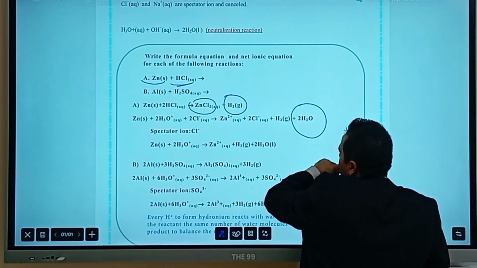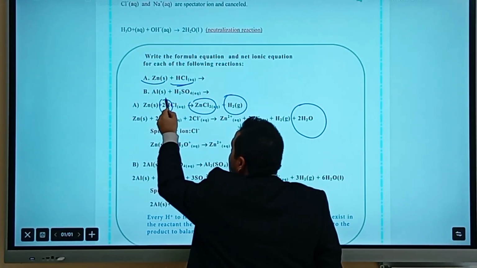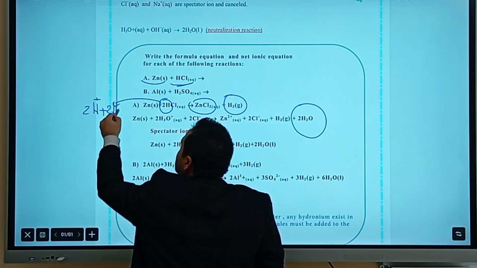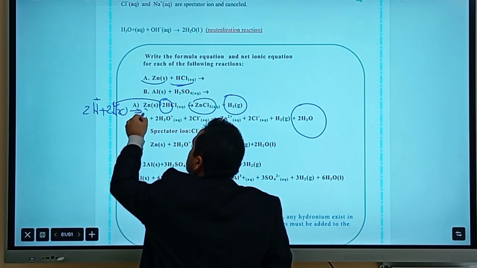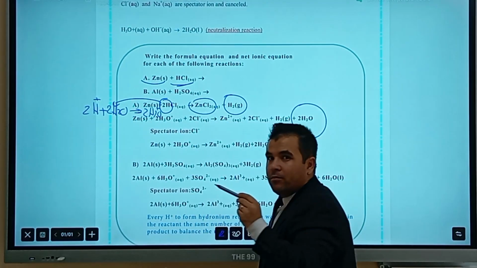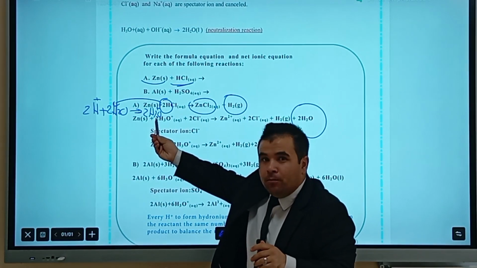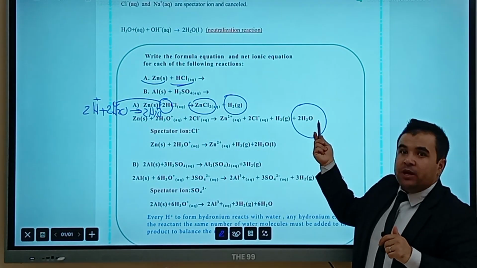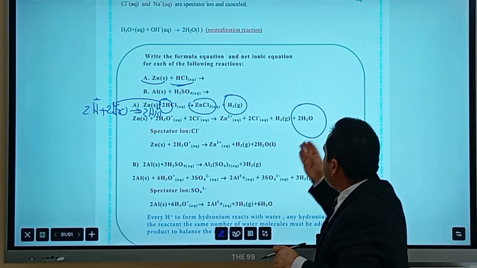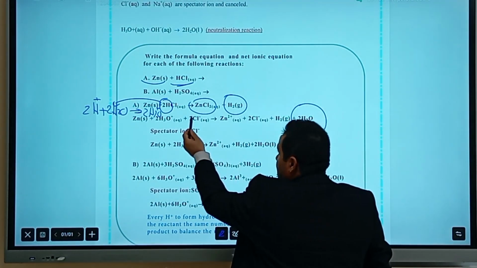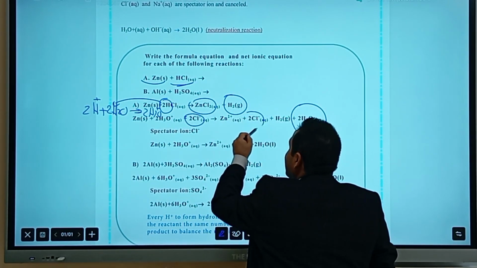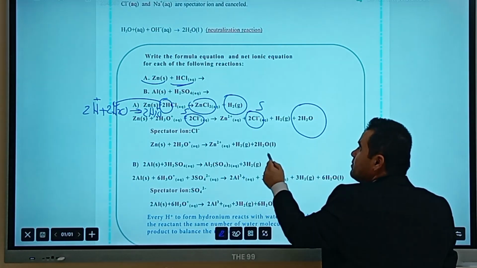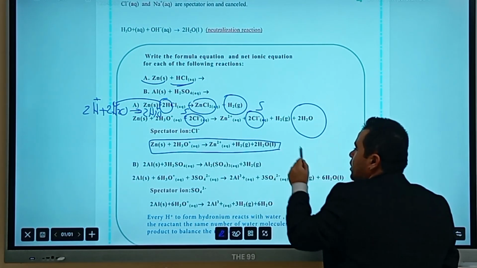Why do we add 2H2O? Guys, here we have got 2 protons. So 2 protons combine with 2H2O to produce 2 hydronium. In order to form 2 hydronium, we added 2H2O to the reactants. So the same amount of H2O must be added to the products. That's why we added H2O to the products. In this equation, Cl negative is what? A spectator ion. The remainder becomes the net ionic equation.